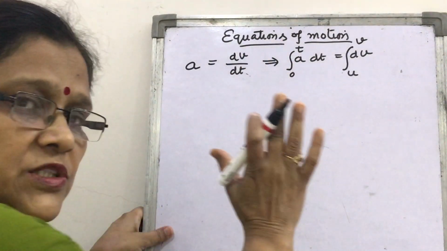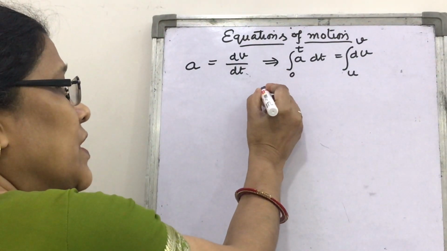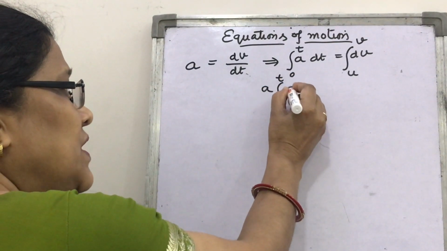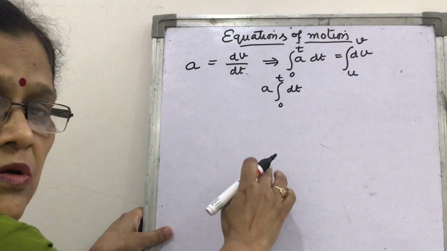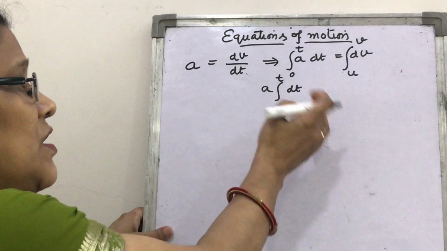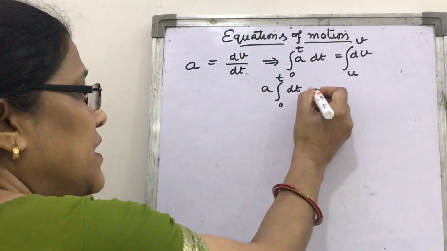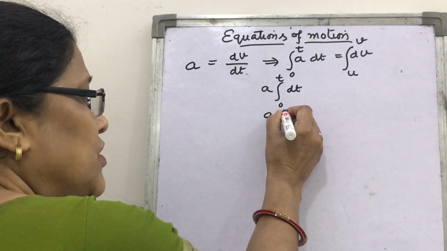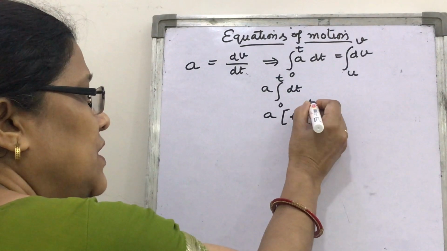a is constant, uniform, so it is taken out. So, what can you write here? This is a, and this integration 0 to t dt. What is the integration of dt? 0 to t dt is only t. What will you write here? a into t, with limits from 0 to t.